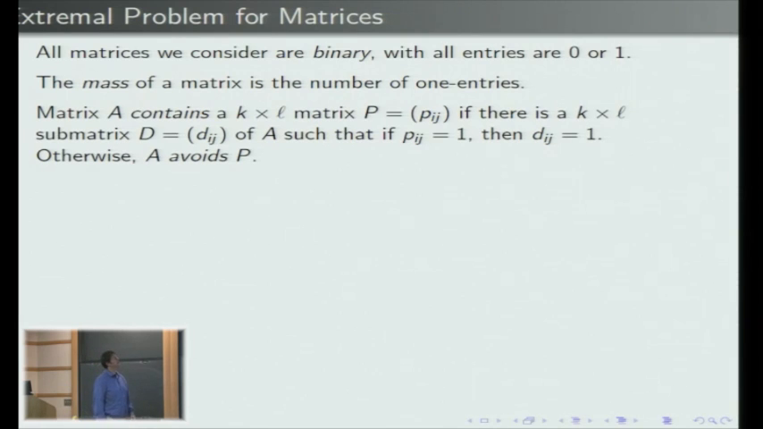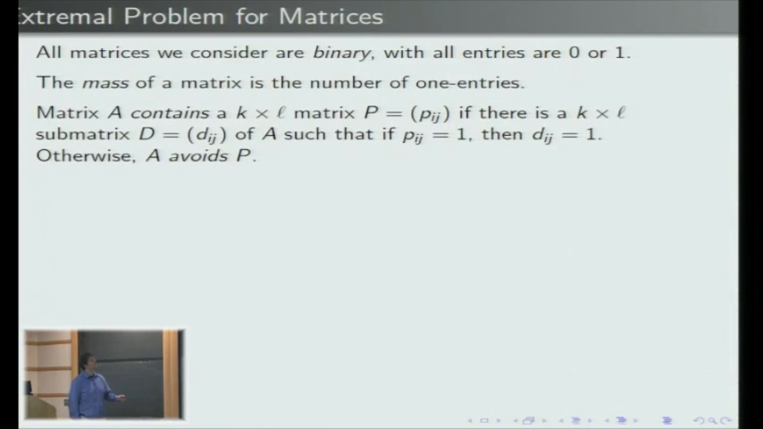We're going to need to understand the notion of containment of one matrix inside another matrix. So matrix A contains another matrix P if there's a submatrix D of A such that if P_ij is 1, then the corresponding entry in D, which is a submatrix of A, is also 1. And otherwise, you say that A avoids P.